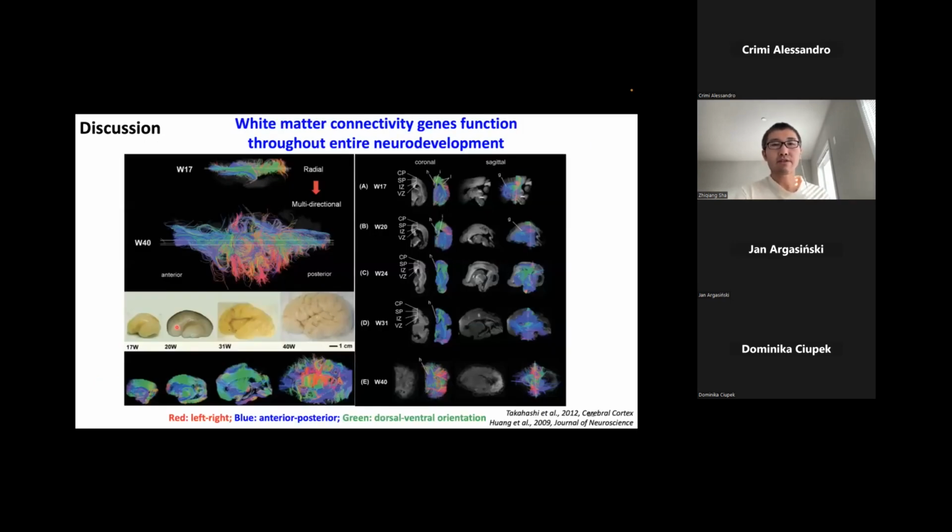And in the neurodevelopmental stage analysis, we found the genes associated with degree centrality and white matter connectivity showed differential expression during the entire neurodevelopment. So this figure illustrates the trajectory of white matter network formation during neurodevelopment. We can see the radial fiber tracks extend to multiple directions at multiple scales during the entire neurodevelopment. So I hypothesize that these white matter related genes could take an active part in the overall multi-modal white matter connectome formation.